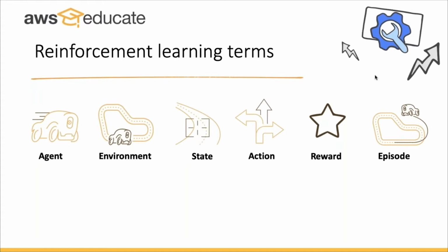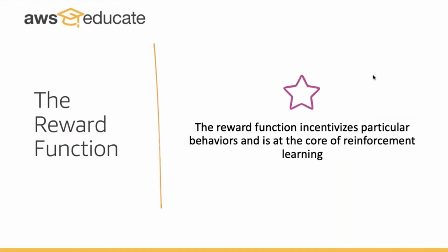Okay, so we get it now. We have an agent which interacts by doing some actions within the environment, and it will be rewarded depending on how close or far it is from the goal. So what is the most crucial component to help us craft the reward? And yes, it's the reward function. The reward function incentivizes particular behavior and is at the core of reinforcement learning. To run your AWS DeepRacer car, providing a reward function will be your most important job.